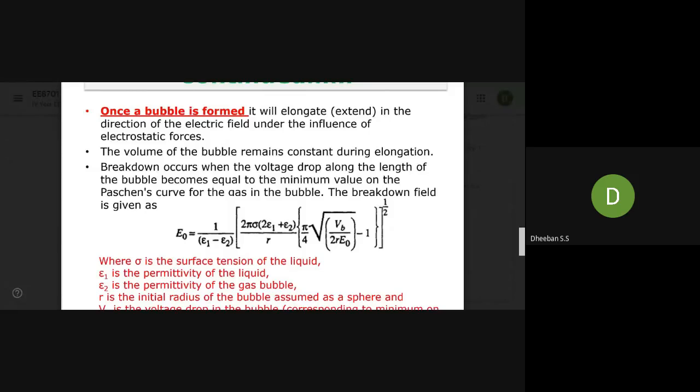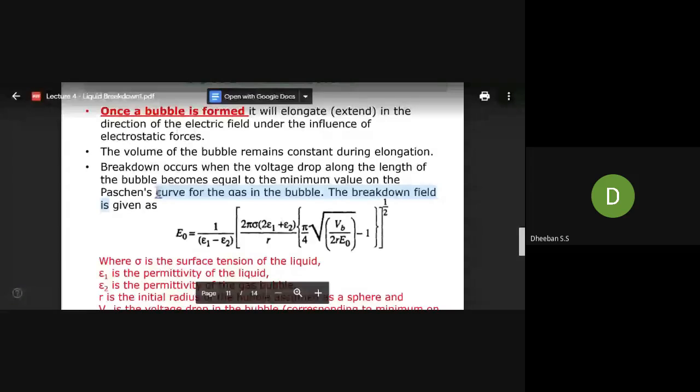So suddenly what happens? If the field keeps on increasing, there might be a possibility for the breakdown of the air bubble. The breakdown occurs when the voltage drop along the length of the bubble becomes equal to the minimum value of the Paschen curve. Similarly, the same thing will be repeating. What you have seen in your gaseous breakdown, the Paschen law will also be repeating over here. So the breakdown field they have given.